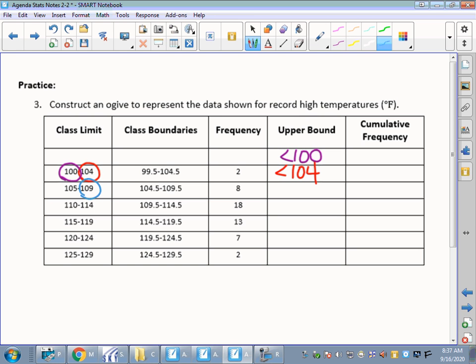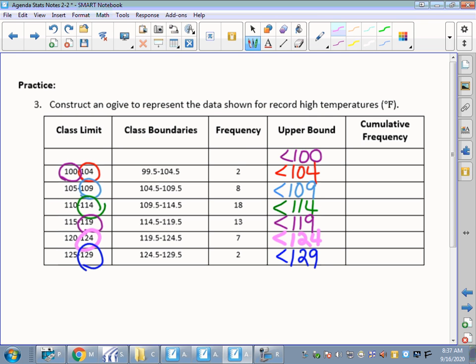So right here, if we're accumulating, I want to know how many data points are less than 109. And then how many data points are less than 114. You're getting the hang of this, less than 119. I'm not making these numbers up. I don't need the class boundaries for this. This will be less than 124. And let's do our final one. How many data points should be less than 129? Should be all of them, right? We didn't have anything higher than 129. That's our highest class limit. So however many we have in our sample, that's what we should have for our cumulative frequency.